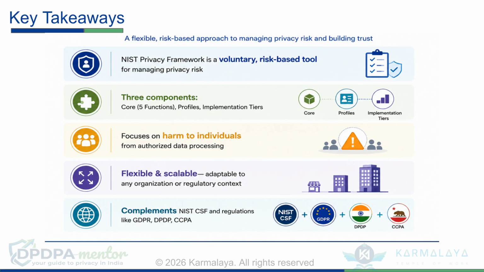To summarize, the NIST Privacy Framework is a voluntary, enterprise risk management tool that helps organizations systematically identify, assess, manage, and communicate privacy risks. Its 3 components, core, profiles, and implementation tiers, provide structure while allowing flexibility. It uniquely focuses on harm to individuals from authorized data processing, not just security breaches. It's flexible and scalable, usable by organizations of any size in any sector, navigating any regulatory regime. And it complements, rather than replaces, existing frameworks like NIST CSF and regulations like GDPR, DPDP Act, and CCPA.